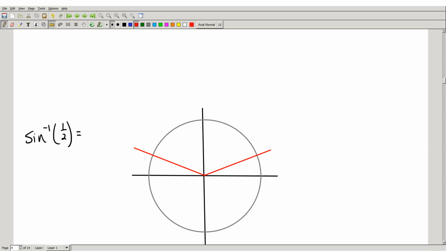But also, at 150, the y value is 1/2. So the sine of both of those angles is 1/2. And this is what we talked about in the last video: there's multiple angles here where the sine is 1/2. And so we come across this little bit of a dilemma here as, okay, well, which one do I write as my answer? What is the answer for this?